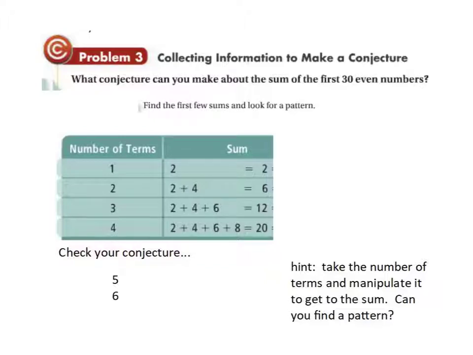So let's make it a little fancier. What conjecture can you make about the sum of the first 30 even numbers? Whew, okay, 30 even numbers. So they've got it started for us. They've written out how many terms there are going to be.